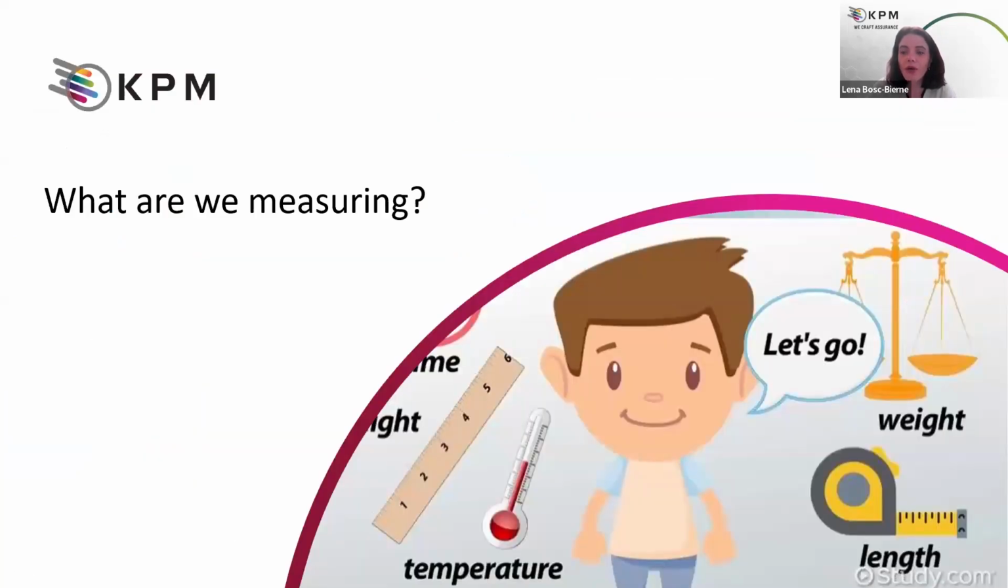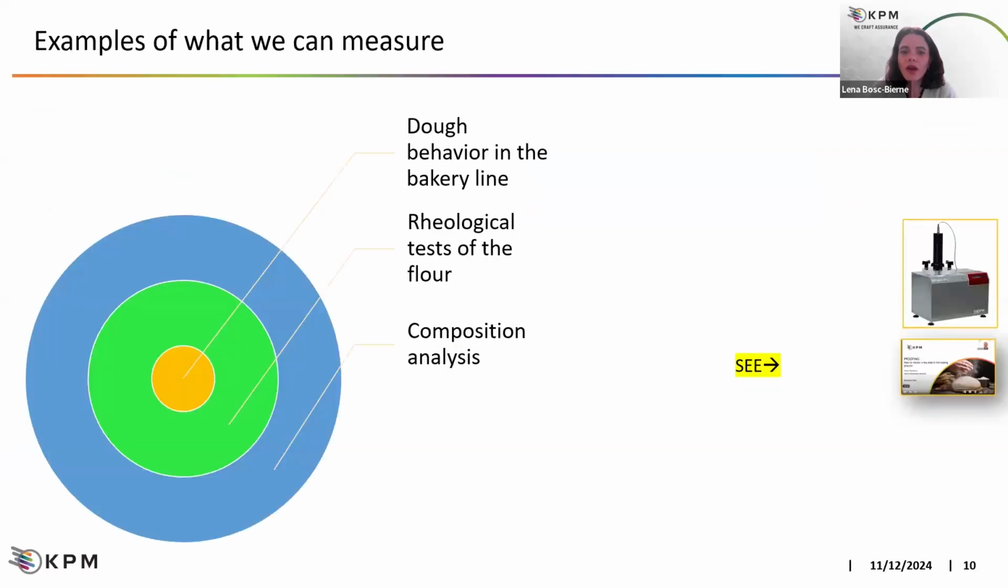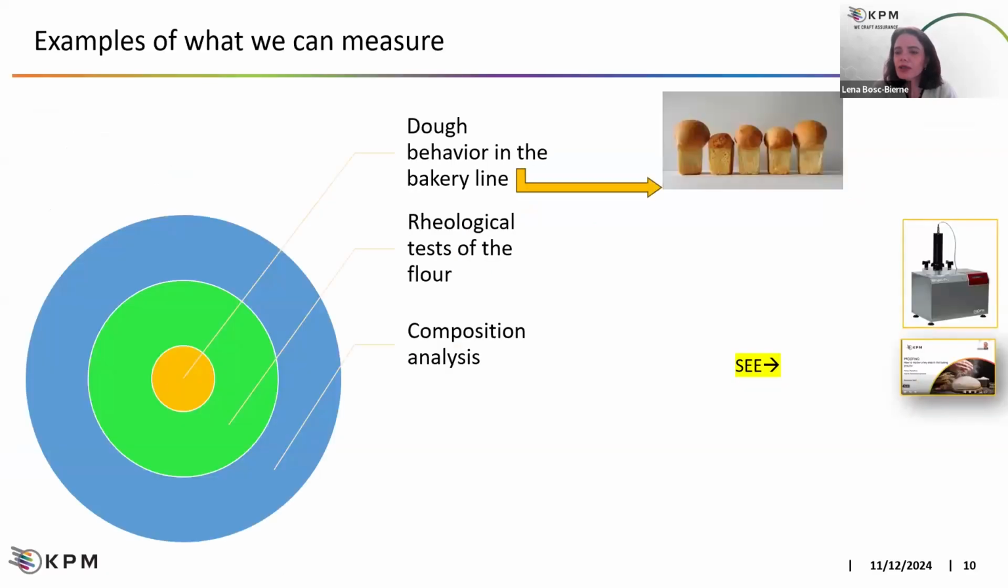So here we can wonder how, based on what specifications, and so the question becomes, what are we measuring? What can we measure? Basically, we can measure the dough behavior in the bakery line. We can do baking tests. This may be complicated and a little bit long. It may sometimes lack a little bit of objectivity, but this remains one of the preferred solutions to validate a blend or to make sure that the flour is compliant with specifications.